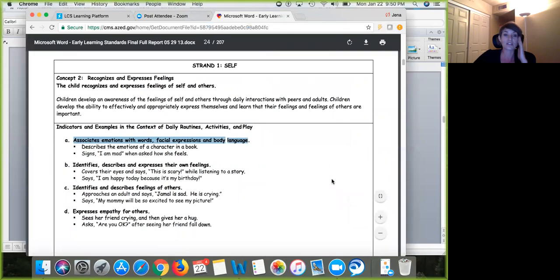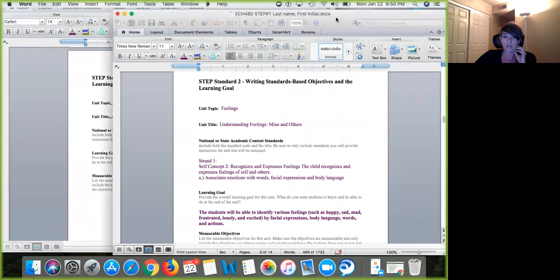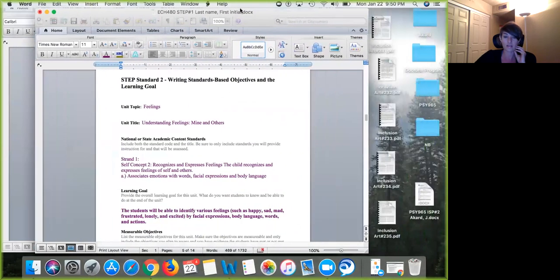So this is the early learning standards for preschool. And so I identified strand 1, which is the self. Concept 2, recognizing and expressing feelings. The child recognizes and expresses feelings of self and others. And then I've selected letter A, associates emotion with words, facial expression, and body language. So I'm going to put this down here and grab this one that I got started for us.